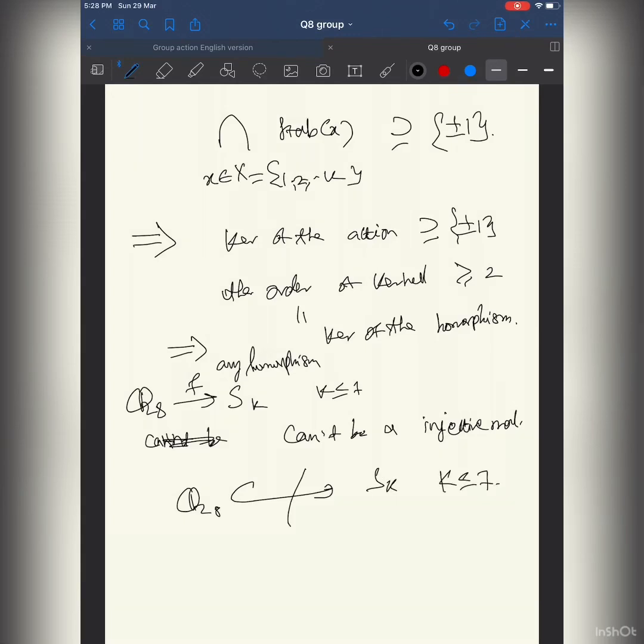So from here we understand that Q8 goes inside S8 because of Cayley's theorem, but not inside any S_k with smaller k. Hence there is a limitation on this n. Even though it is a small group of order 8, we still have to embed it into S8, not before. This is a very important fact.